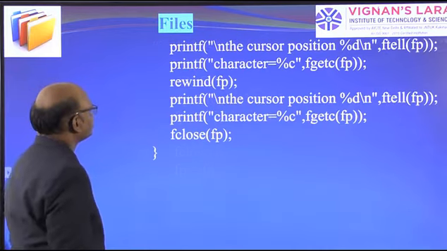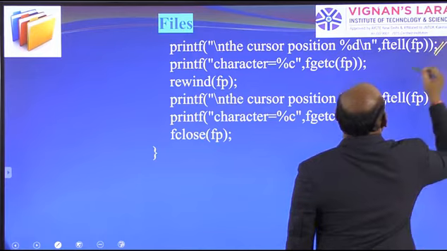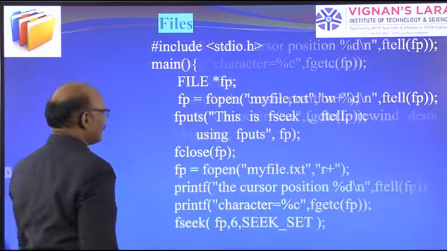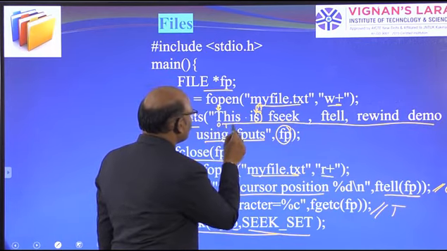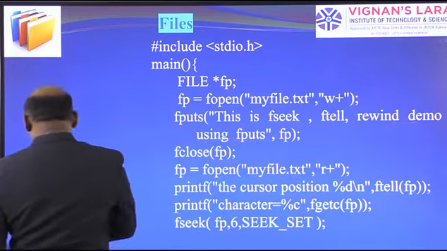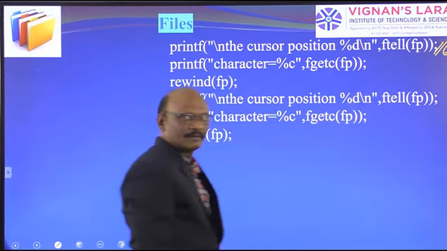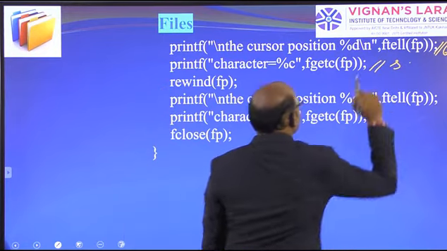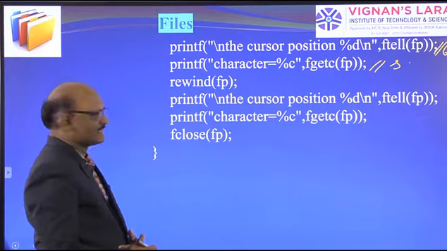Again, now I want to know the current cursor position. So ftell of fp, that means 0, 1, 2, 3, 4, 5, 6. So the cursor position is 6. Right? Next, the character present at that position is y.